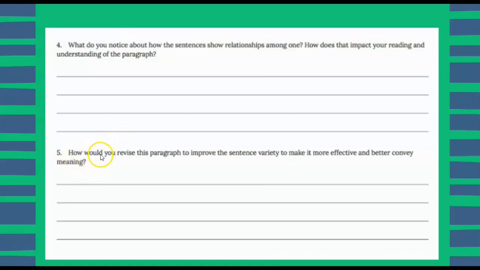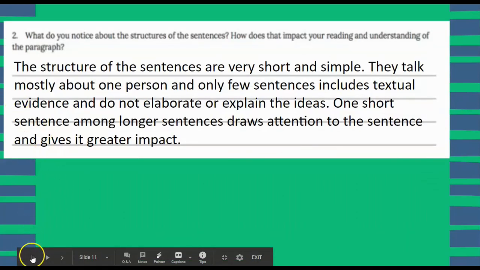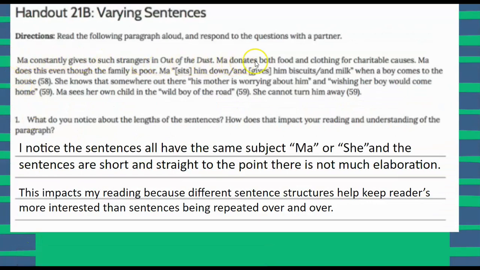Okay, number 5, how would you revise this paragraph to improve the sentence variety and make it more effective, a better way to convey meaning? So please make sure you do use the example here. And try and rewrite this sentence exactly the way it is, but obviously having a variety of starts, a variety of finishes. You can maybe even write something that says, in Out of the Dust, Ma is a character that shows generosity to strangers by donating both food and clothing for charitable causes, even though her family is also poor.